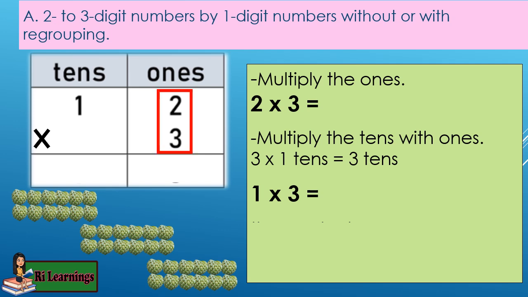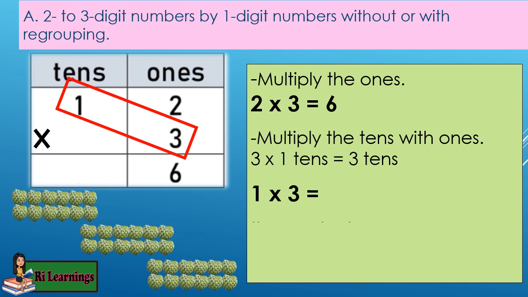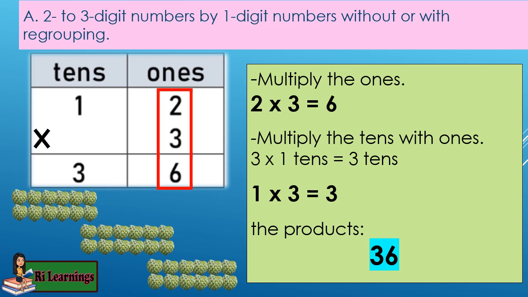Multiply the ones. 2 times 3 equals 6. Align the product in ones place. Multiply the tens with ones. 1 times 3 equals 3. Place the product in tens place. The product is 36. When you observe that as you multiply the 1-digit number to each digit on the right of the leftmost digit of the multiplicand and its result is less than 10, then the process of multiplication needs no regrouping.